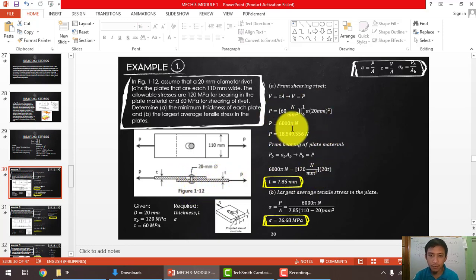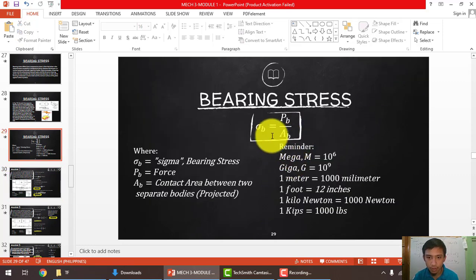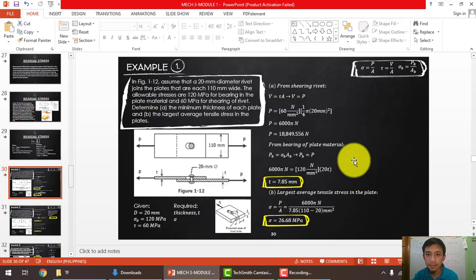Okay, so now I will transfer that force P into your plate. So bearing of plate material, what is the formula? Okay, again, go back there. Bearing stress is equal to P, whatever P is causing that bearing stress, over the area of the bearing, which is the projected area. Okay, so we will try to rearrange. This is your formula, and then substitute that P that we evaluated, and sigma is the stress, that is the strength of the plate in bearing. That is the bearing strength, which is 120 megapascal, times the bearing area, which is where we will find the unknown T.